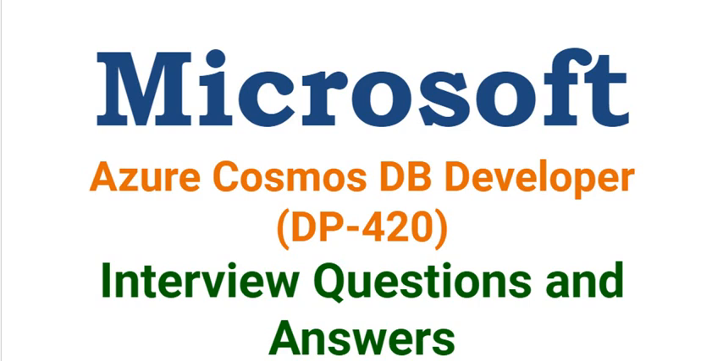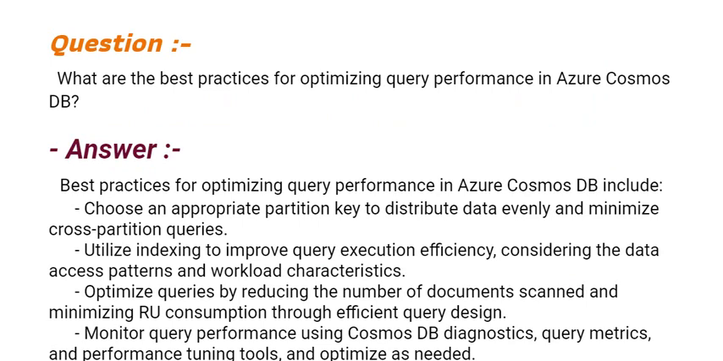The question is, what are the best practices for optimizing query performance in Azure Cosmos DB? Your answer should be, best practices for optimizing query performance in Azure Cosmos DB include choose an appropriate partitioning key to distribute data evenly and minimize cross-partition queries.